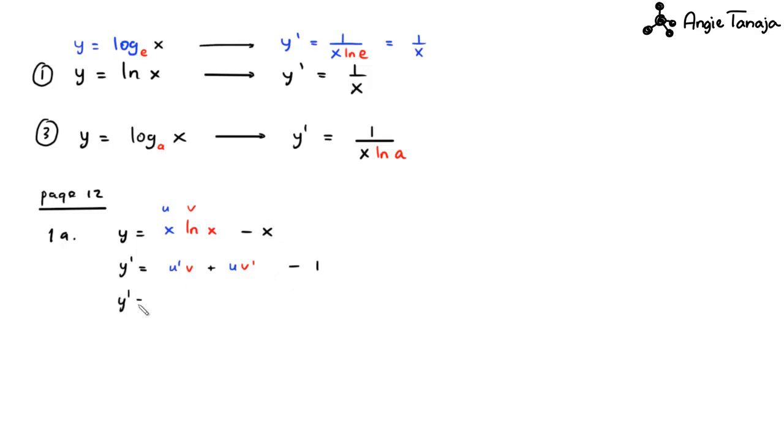Okay, let's work on the blue and red one. u prime is just 1, times v, ln x, plus u is x, v prime is 1 over x, because it is the derivative of ln x, minus 1. So by doing so, what you get here is just ln x. Well, this one is plus 1 minus 1, so it will be cancelled. So then the y prime will be just ln x.